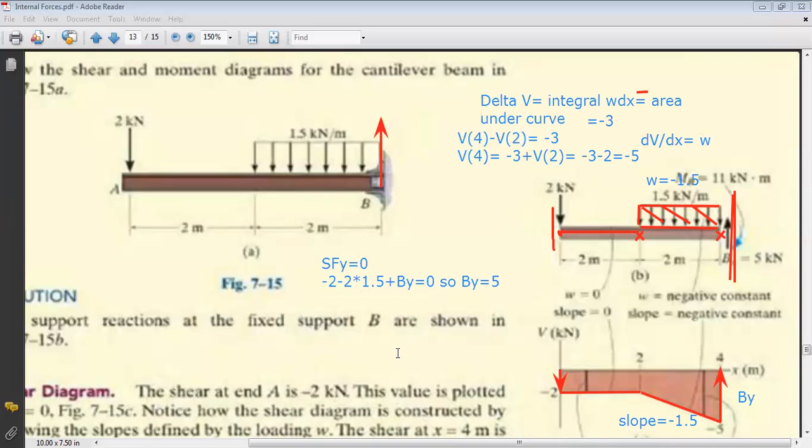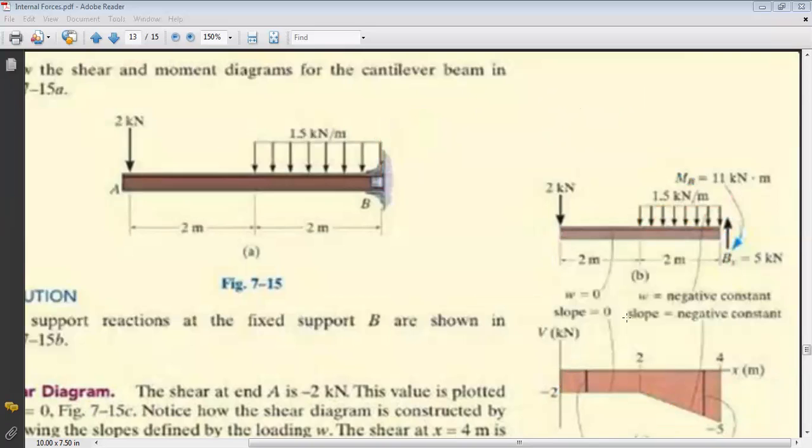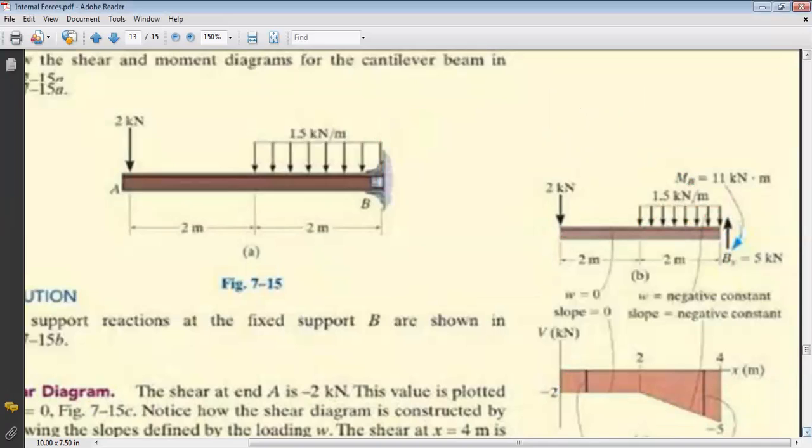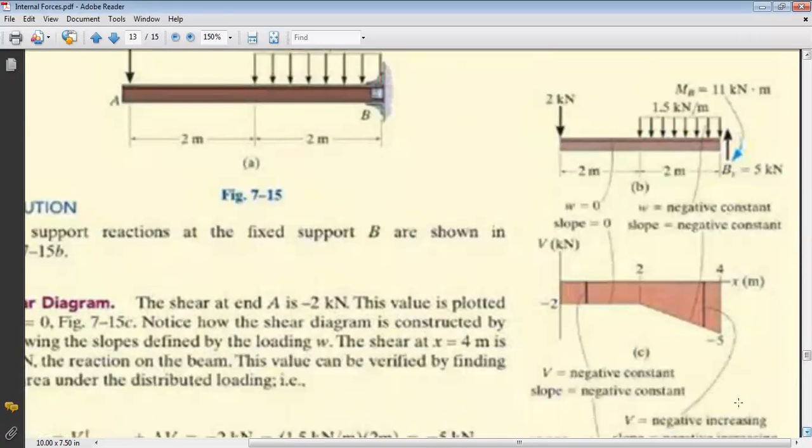Now the second step, I want to draw the moment diagram. They ask for the moment diagram. For the moment diagram, you should always look at two things. You should look at your beam to see if you have couples, and you should look at your shear, because the shear is the derivative of bending moment. Why should you also look at your beam? Because if you have couples, you cannot see them in the shear diagram.